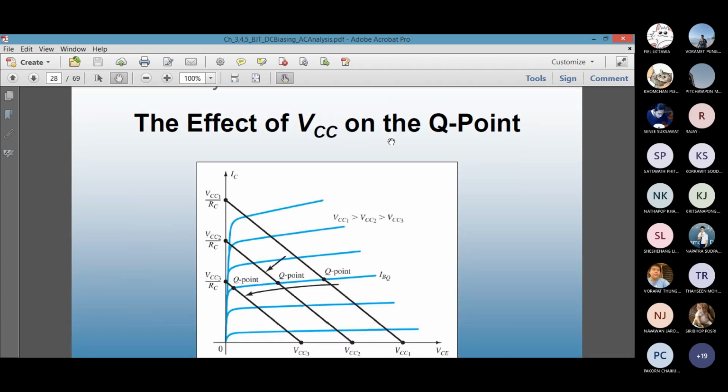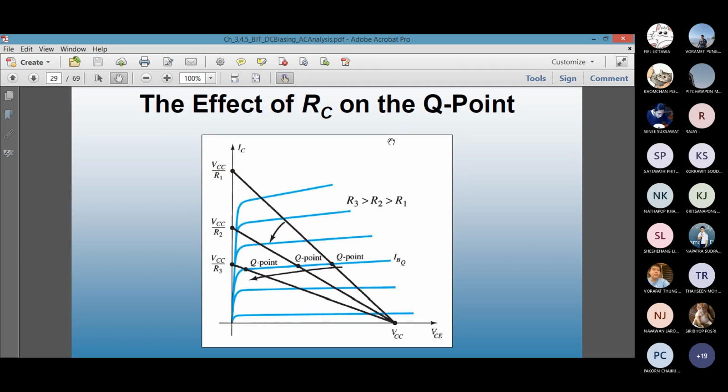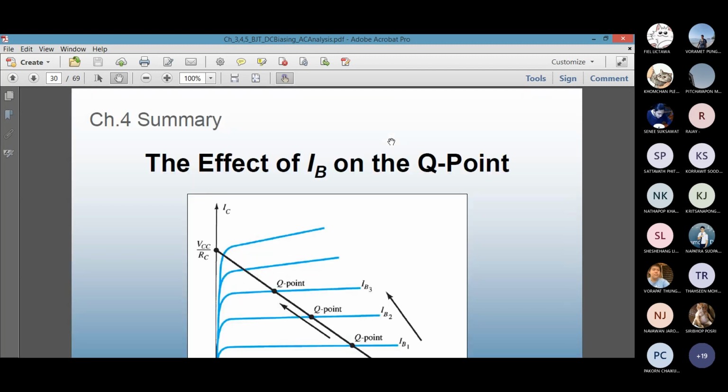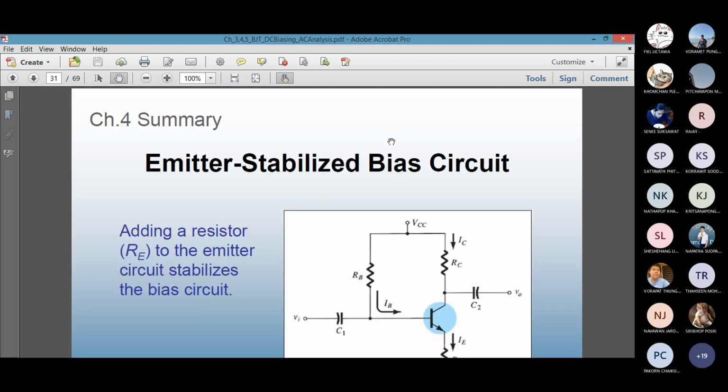If you change the VCC, the Q point will shift left. If you change the resistor, the Q point will also shift left as long as you have the same base current. But if you change the base current, the Q point will shift from one IB to the other IB because the base current now is changing.